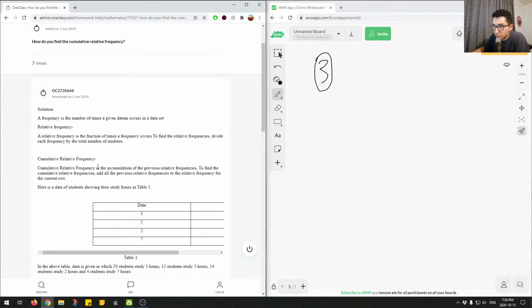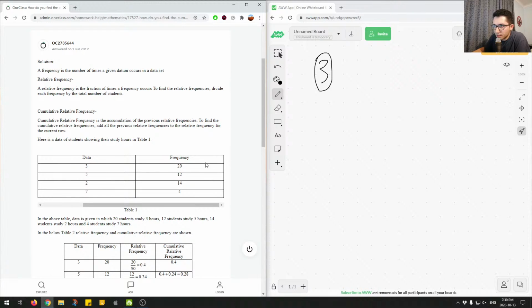So cumulative relative frequency is the accumulation of previous relative frequencies. So we're calculating each relative frequency for each kind of data set, and then we're adding the accumulation. And then to find the cumulative relative frequencies, add all the previous relative frequencies to the relative frequency for the current row. So let's look at the table, because that might not have made much sense, but we'll look at this table to understand what's going on.